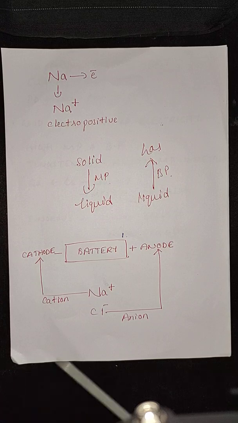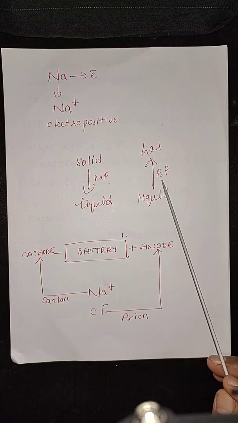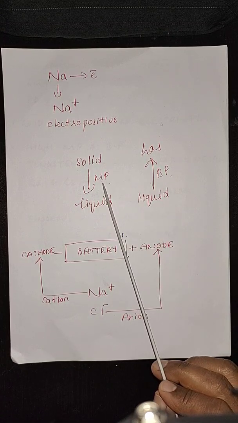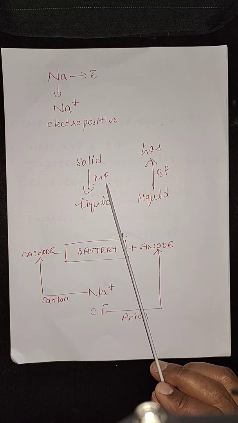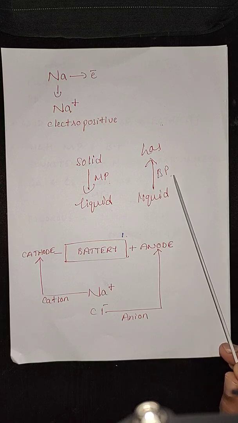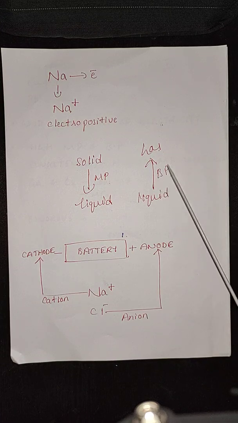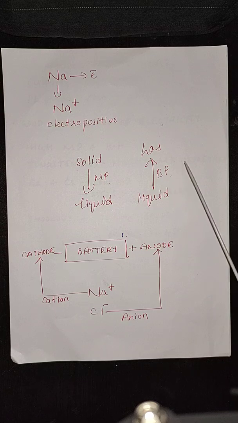You should know one basic piece of information. I told you about melting point and boiling point. Do you know what melting point is? The temperature at which a solid is converted into liquid. That is called melting point. Now, what is boiling point? The temperature at which a liquid is converted into gas. That is called boiling point.